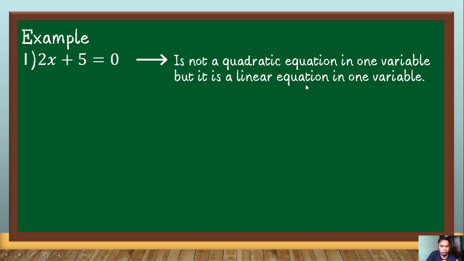When we say linear equation, the highest degree or the highest exponent in the equation is 1. Okay, next, number 2. Is 2x squared minus x minus 1 equals 0 a quadratic equation?